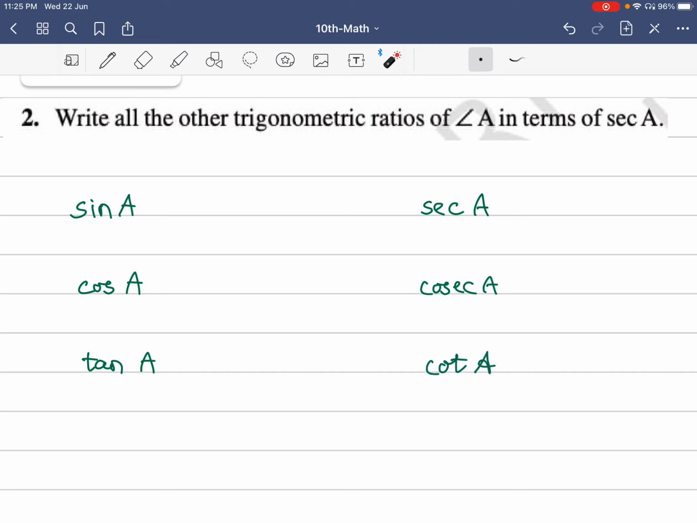Okay, so thus we have these 6 trigonometric ratios, and each of them has to be expressed in terms of sec of A. So that is our question for this. So sec of A is sec of A, so that I will just write as it is, and the rest has to be expressed. Now first let's write down the obvious one, which is cos of A, because cos of A is nothing but the inverse of sec of A. It's a reciprocal of sec of A. So cos of A can be written as 1 upon sec A. Okay, so cos of A is done.